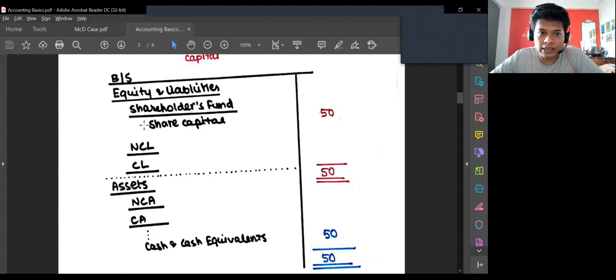So within equity share capital, equities and liabilities, shareholders fund and capital share capital, you have 50 over here. And then there's no non-current liability, no current liability. Then again asset, non-current asset, current asset. Within current asset, you have cash and cash equivalents, 50. It's very important for you guys if you have not yet written down the heading.